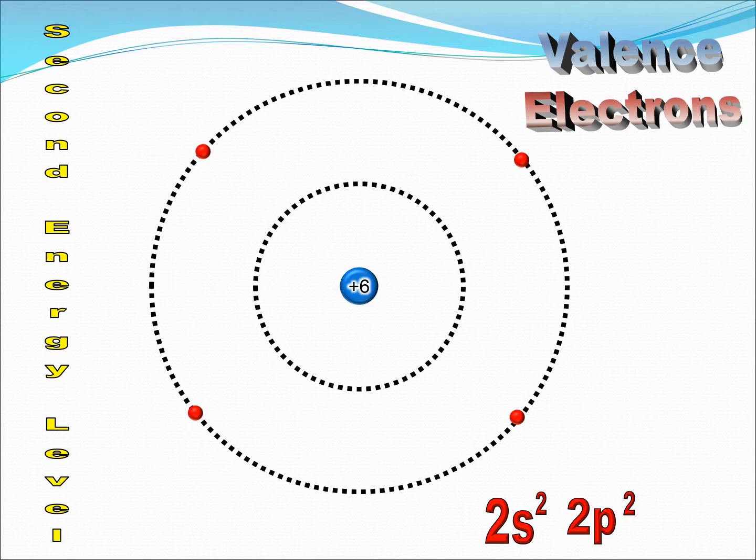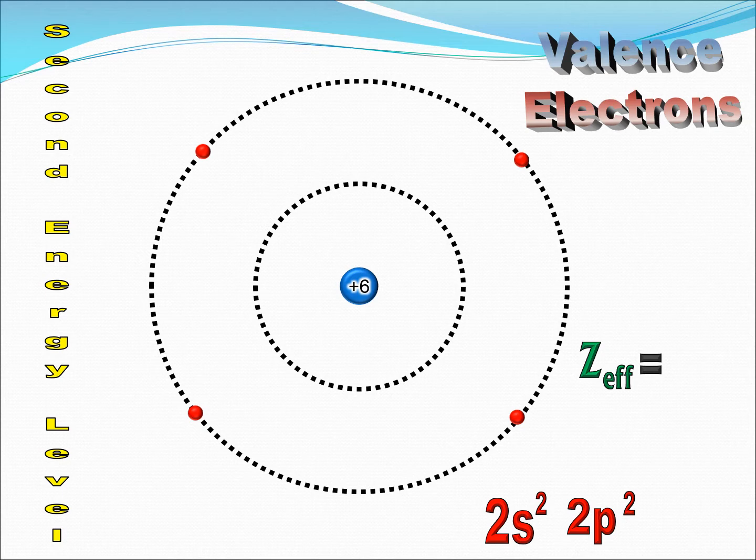Notice that if I add up the superscripts, those little 2's, I can tell from the electron configuration. Those are the electrons that are in the second energy level. Or I could just count them in my diagram above. So again, what's that effective charge of the inner atom? You should be able to tell me by now. It's always positive, by the way. Effective charge of the inner atom is always positive.